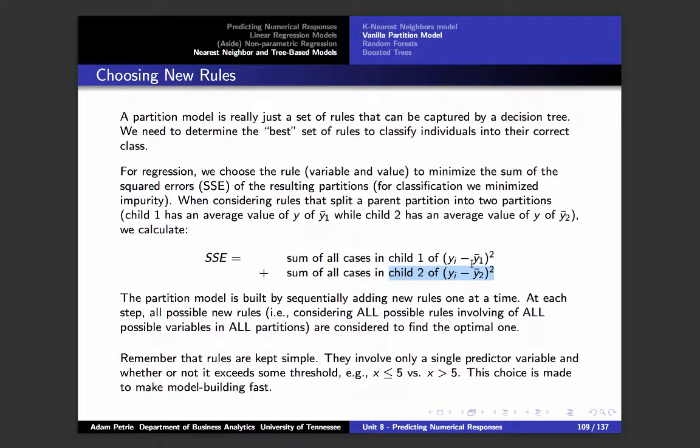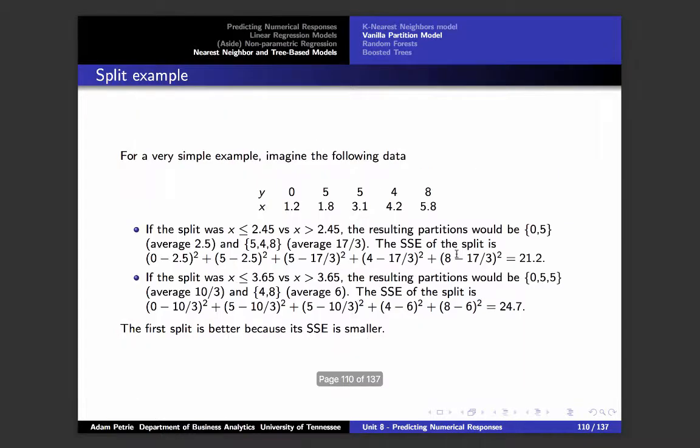Now notice, if we were able to discover a rule so that every single individual had the same value of y in that partition, well, the sum of squared error contribution of that would be 0 because everyone would have the average value. Ideally, we'd be able to come up with a set of rules so that everyone in a partition has the exact same value of y. Most of the time that's not going to be possible. We're just going to keep adding new rules so that we can basically minimize the sum of squared errors of the resulting child partitions, making the uniformity in y values in those partitions as large as possible.